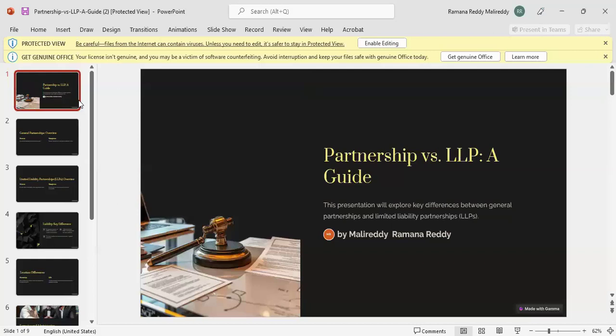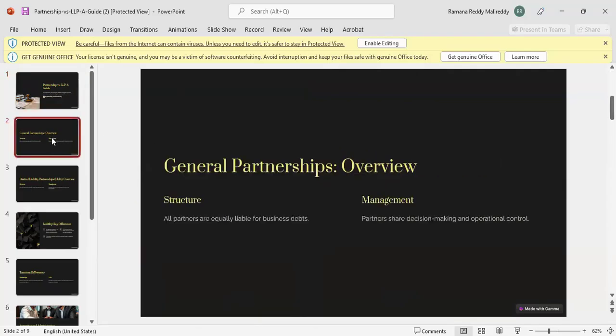We will discuss partnerships versus LLP. The presentation will explore the key differences between general partnerships and limited liability partnerships, that is LLPs. General partnerships, the overview, you see the structure.